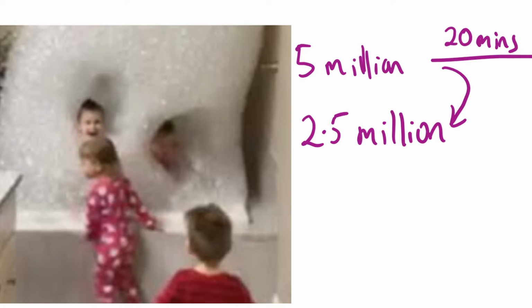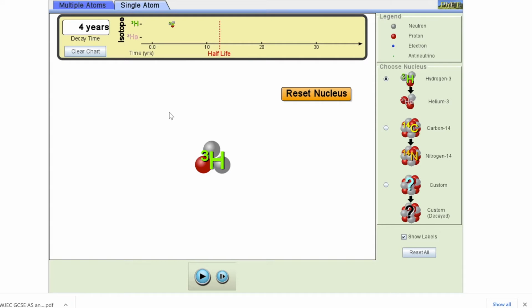So let's think about that analogy, because sometimes analogies are very useful to understand new ideas, new concepts, by transferring an understanding of something like a bubble bursting can help us understand an atom decaying. We're going to look at a simulation now to get a deeper understanding of exactly what we mean by an atom decaying. Now let's look at the simulation.